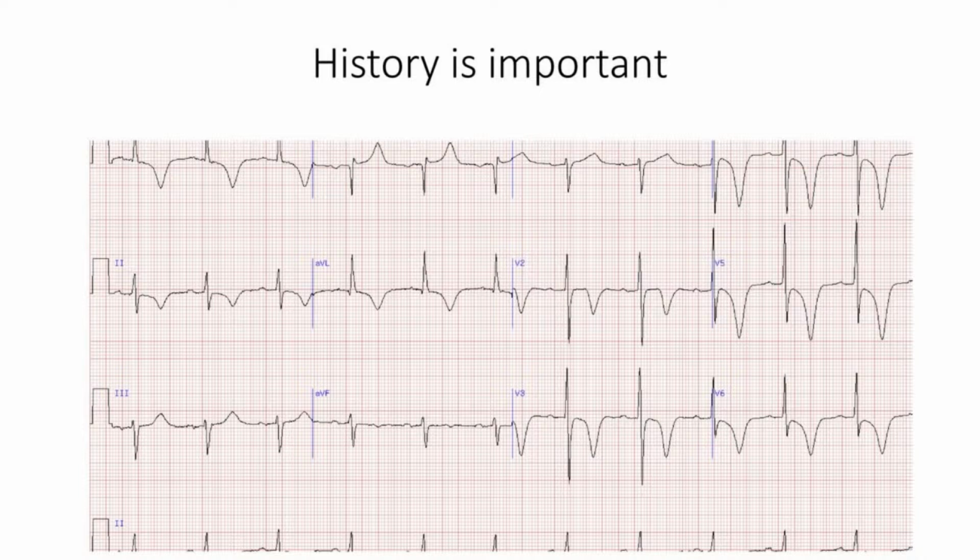So if this person was a 30-year-old asymptomatic footballer, we may think differently, isn't it? We may say hypertrophic cardiomyopathy. And if I told you that this is a 50-year-old diabetic with chest pain, then we'll say ischemia. And if I told you that it's a hypertensive with poor BP control and hemorrhagic stroke, then we'll say these T waves are probably due to raised intracranial pressure. So history is very important, and this will be my concluding remarks.